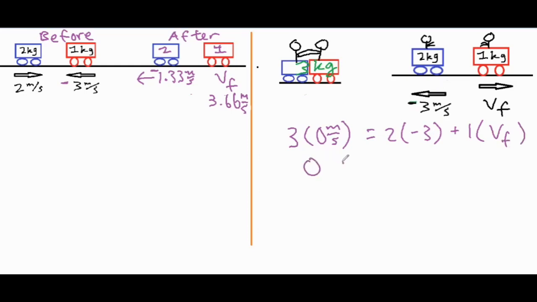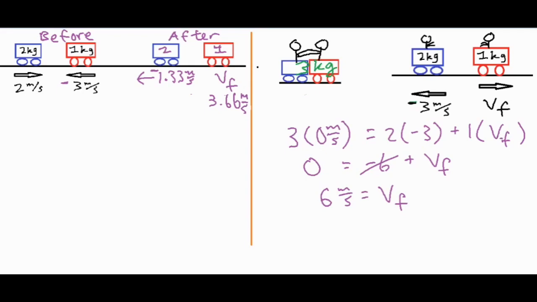So it becomes 0 equals -6 plus VF. Add 6 to both sides. It's going to be 6 meters per second for our final velocity of our 1 kilogram cart. So like I said, very similar to the perfectly inelastic collision, just kind of flipped around the opposite end where the masses are combined and then they separate from one another.